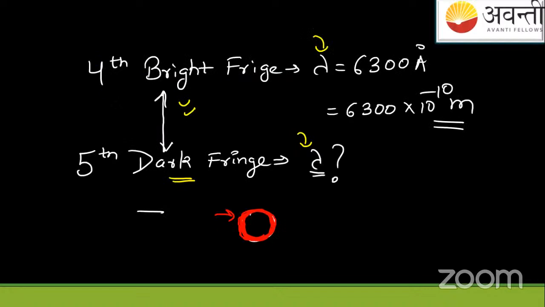What do you need to do, students? Anyone? I've given a lot of hints, so please reply. Look, let me write it again. For the bright fringe, the path difference is n lambda. Okay? And for the dark fringe, hold on, students. This is for the bright fringe, okay? And the bright fringe value is given as what? It is given as the fourth bright fringe of 6300 Angstrom.